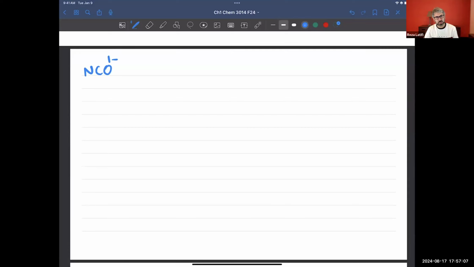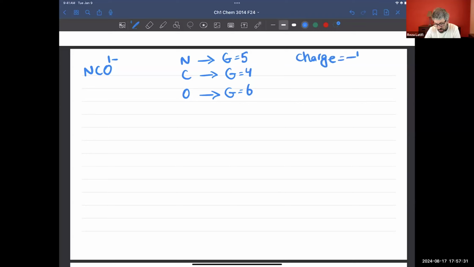Minus 1. Okay. So in this case, we have nitrogen, it's a group 5. Carbon, group 4. Oxygen is a group 6. That means it has 6 valence electrons, and the charge is equal to -1.